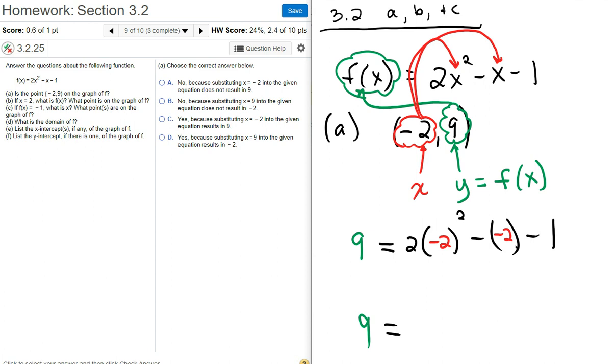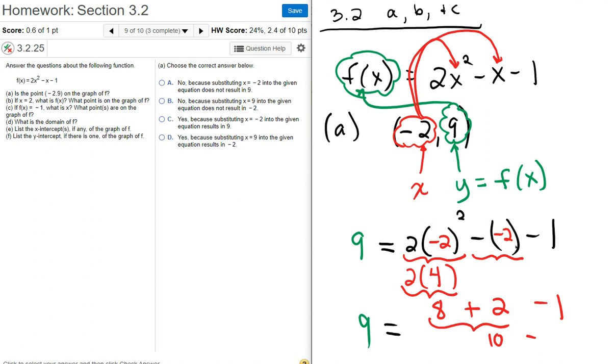and follow order of operations. I'm going to start here with the -2 times itself, because -2 squared means -2 times -2. Well, that's +4. Then I'm going to take 2 times 4, and that is 8. Subtracting a negative is actually adding a positive. And then I'll do my adding and subtracting from left to right. 8 plus 2 is 10, and then 10 minus 1 equals 9. So I got a 9 on this side, I got a 9 on that side. The answer is yes.